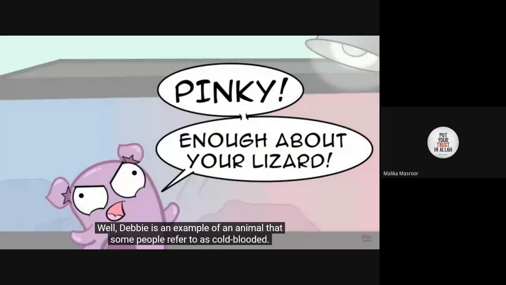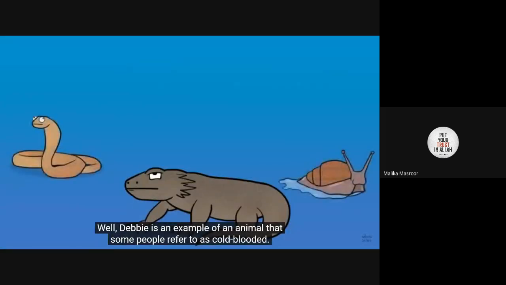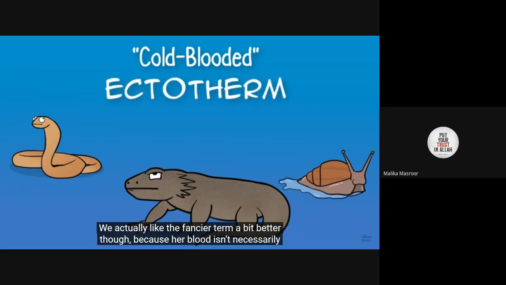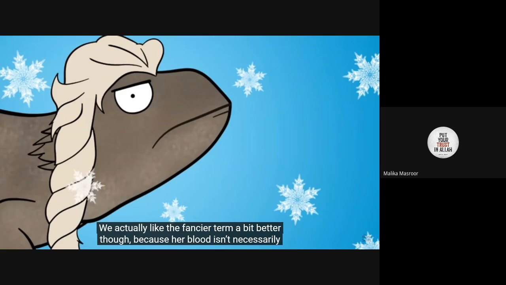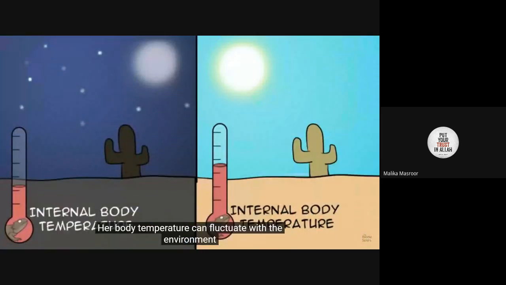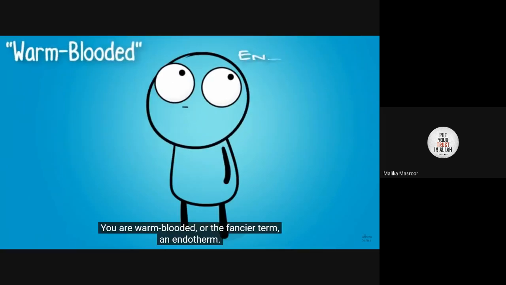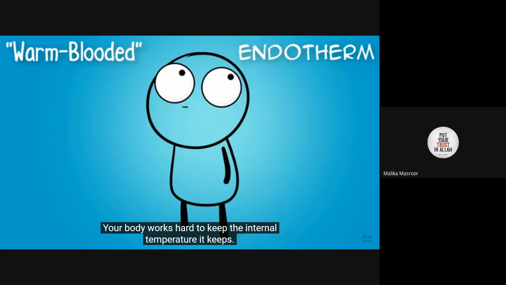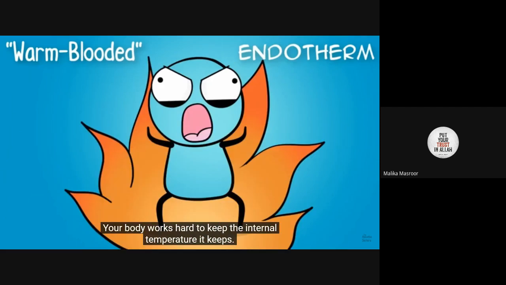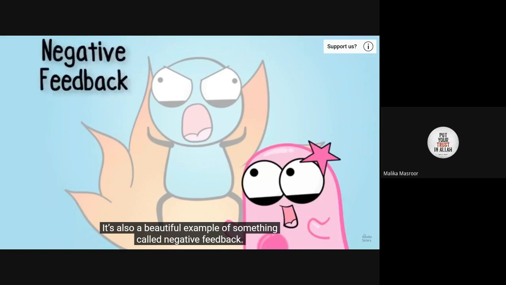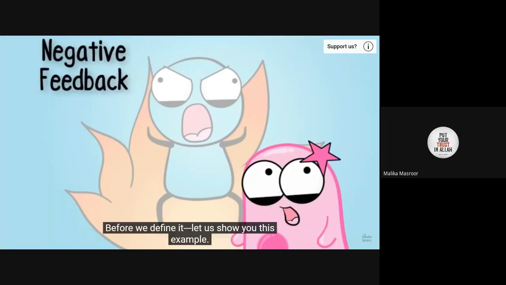Why all this talk about Debbie? Well, Debbie is an example of an animal that some people refer to as cold-blooded, or a fancier term, ectotherm. We actually like the fancier term a bit better, though, because her blood isn't necessarily cold. Her body temperature can fluctuate with the environment. But not you. You are warm-blooded, or the fancier term, an endotherm. Your body works hard to keep the internal temperature it keeps. It's also a beautiful example of something called negative feedback. Before we define it, let us show you this example.